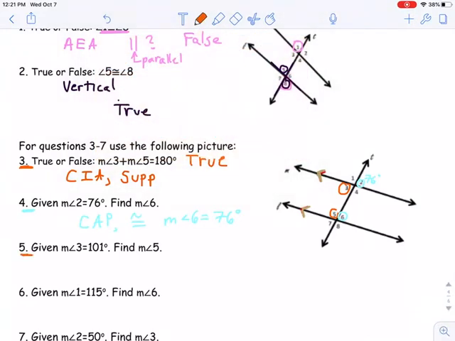Number 5, we're talking about the measure of angle 3 and the measure of angle 5 again. So this one just builds upon what we already have. We know that they're consecutive interior angles. We know that they're supplementary. So the measure of angle 3, which is 101 degrees, plus the measure of angle 5 has to add up to 180 degrees. So after some simple calculations, computing, 79 degrees. All right, that's it.